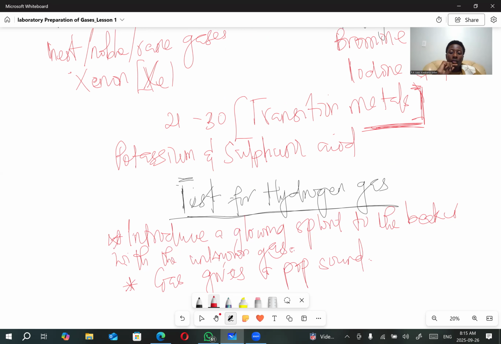Are there many ways to test for hydrogen gas? This is the only way. Well, I do not know if chemists have a different approach, but this is what is in the syllabus. This is what I'm even used to.